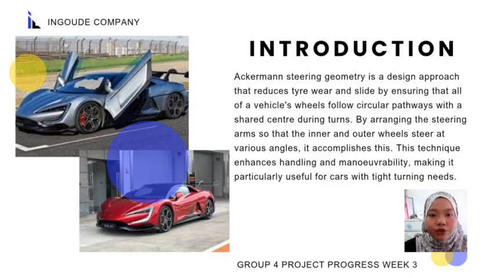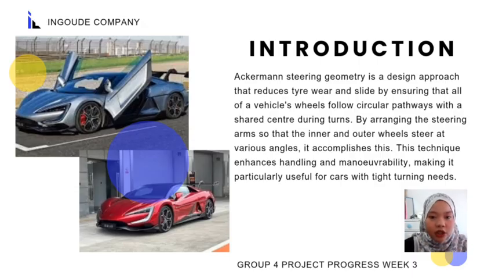For today, I would like to introduce our progress project. So, Ackermann steering geometry is a clever way to make sure a car turns smoothly without the tire slipping or wearing out too fast. Basically, when a car goes around a corner, the front wheels need to turn at slightly different angles. The inside wheel has to turn more sharply than the outside one. If both wheels turn the same amount, they end up fighting each other and sliding a bit, which isn't great for control or for the tire.